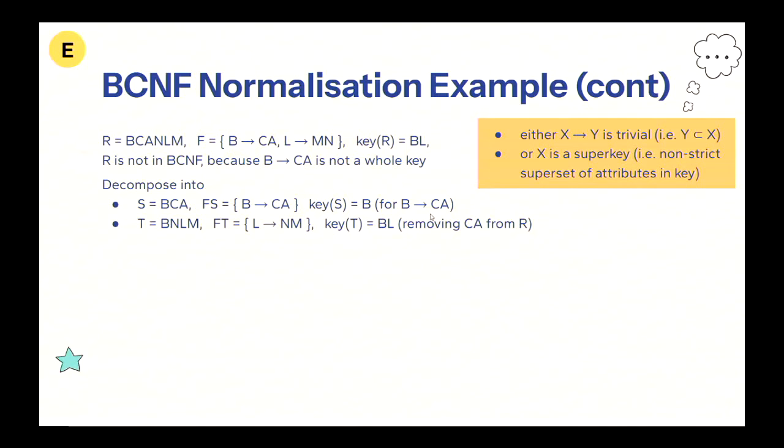So for the functional dependency that violates BCNF, we can have the table BC and A as the first table. And we remove the right-hand side from the original table. This will give us the second one, BNLM. And the functional dependency of table S is B determines C and A. The functional dependency for table T is L determines N and M. And the key for the new table S is B. The key for T is still B and L.